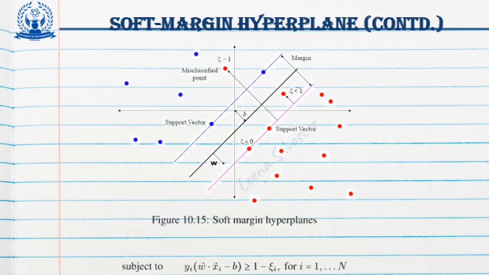So it will be subject to yi (w · xi minus b) greater than or equal to 1 minus eta i for i equal to 1 to n, and eta i is greater than or equal to 0 for i equal to 1 to n. Here this is the inner product w into xi.